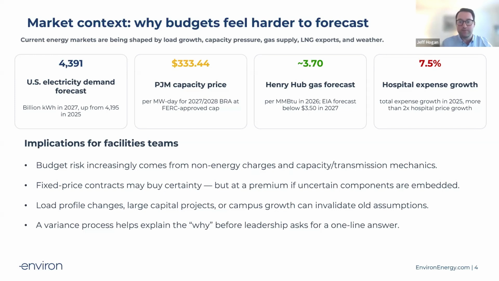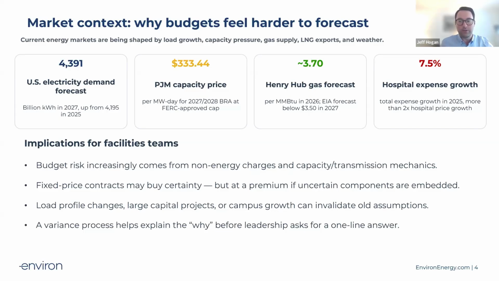For facilities teams, the practical takeaway is that budget risk increasingly comes from multiple sources: commodity markets, delivery rates, demand charges, capacity obligations, your procurement structure, and the operational load shape, and how that shape fits into those forward market prices. A simple escalation factor may just not be enough to accommodate year-over-year budget change. If the budget does not separately account for usage, demand, and all these different bill components, then normal cost behavior can look like poor performance.